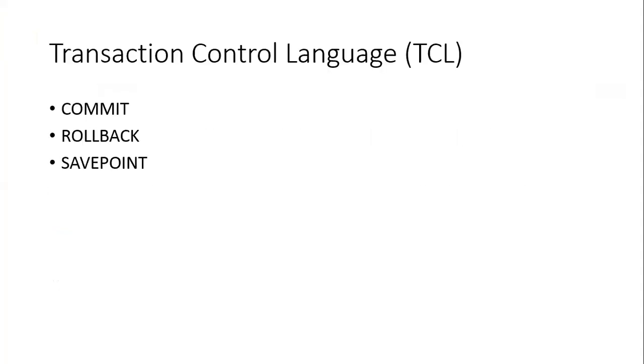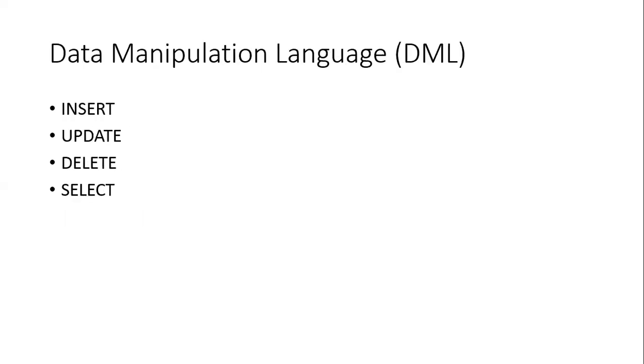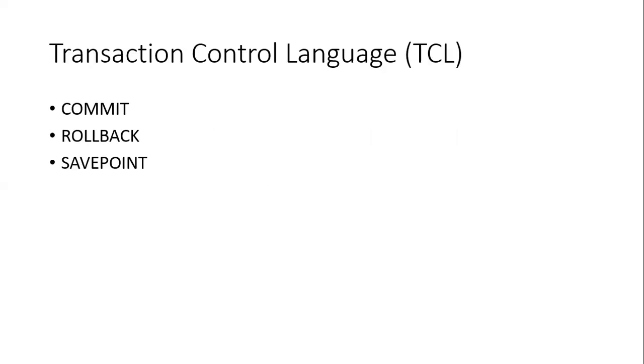Then we have another interesting one called the transaction control language. Under this, we have commits, rollback, and save points. Now, usually when you issue commands, let's say you issue DML commands, these commands are not saved directly to the database immediately.